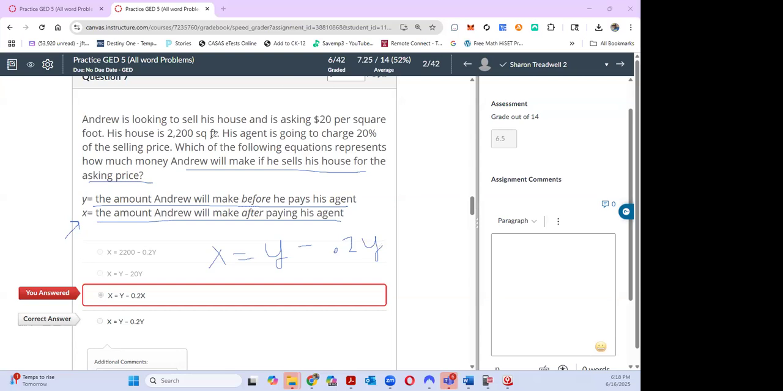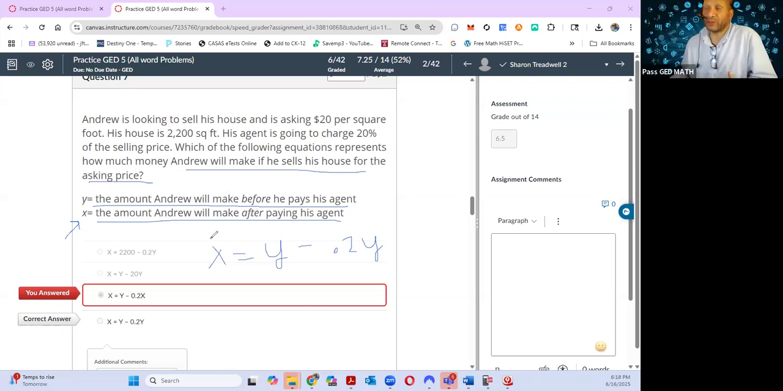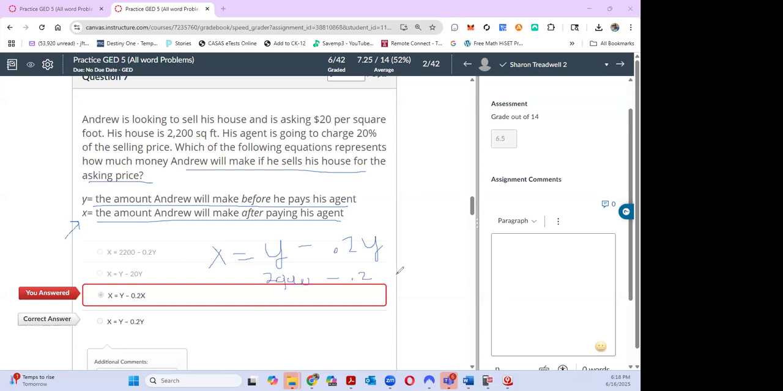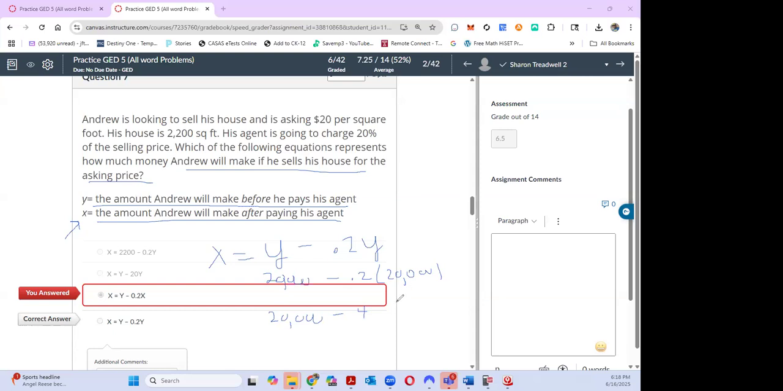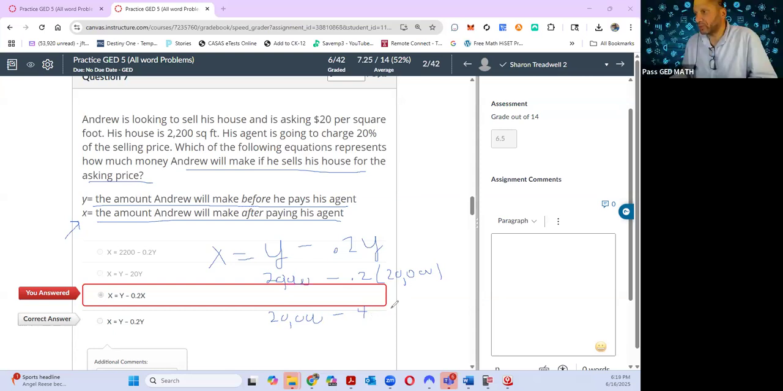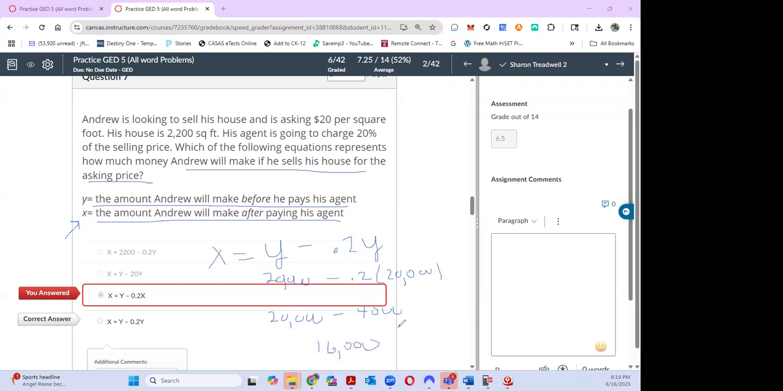Because remember, just say if you put numbers in there, say $20,000. So again, 20,000 minus 0.2 times 20,000. So that's 20,000 minus 2 times 2 is 4. And we want 10%, well, 10% is 2,000. So we got 3 zeros. That makes sense, right?